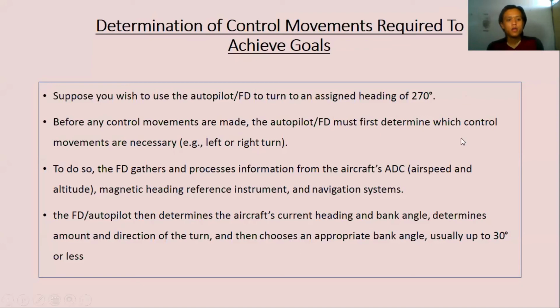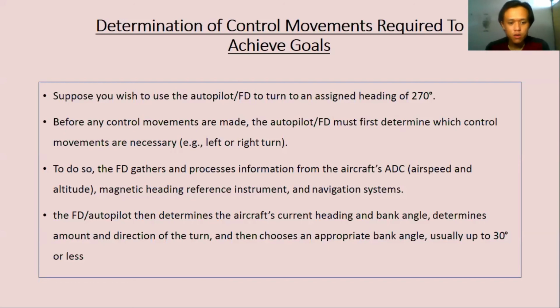Suppose you wish to use the autopilot to turn to an assigned heading of 270 degrees. Before any control movements are made, the autopilot or flight director must first determine which control movements are necessary. For example, maybe the plane has to turn left or turn right. To do so, the flight director gathers and processes information from the aircraft's ADC, or airspeed and altitude. The magnetic heading reference instrument and navigation systems are also referenced, and the FD gathers and processes this information.